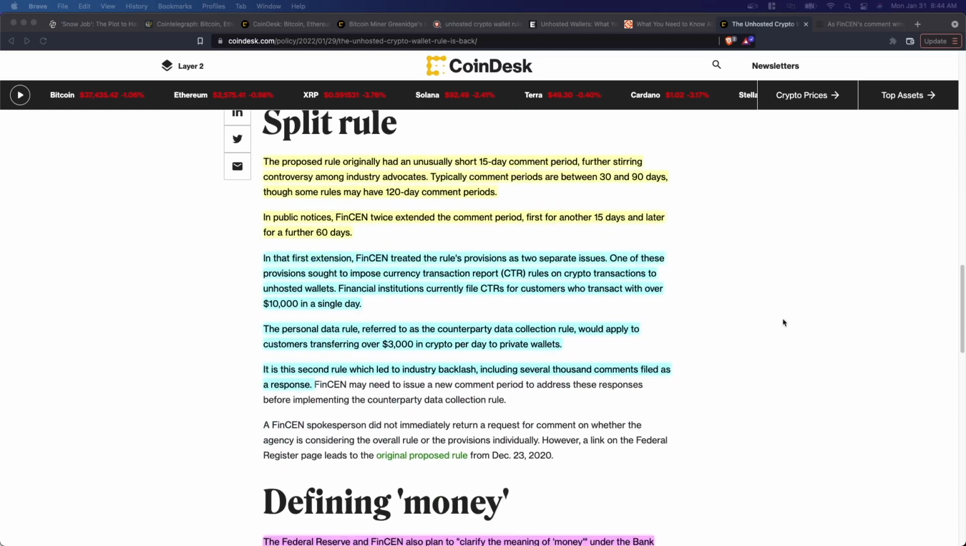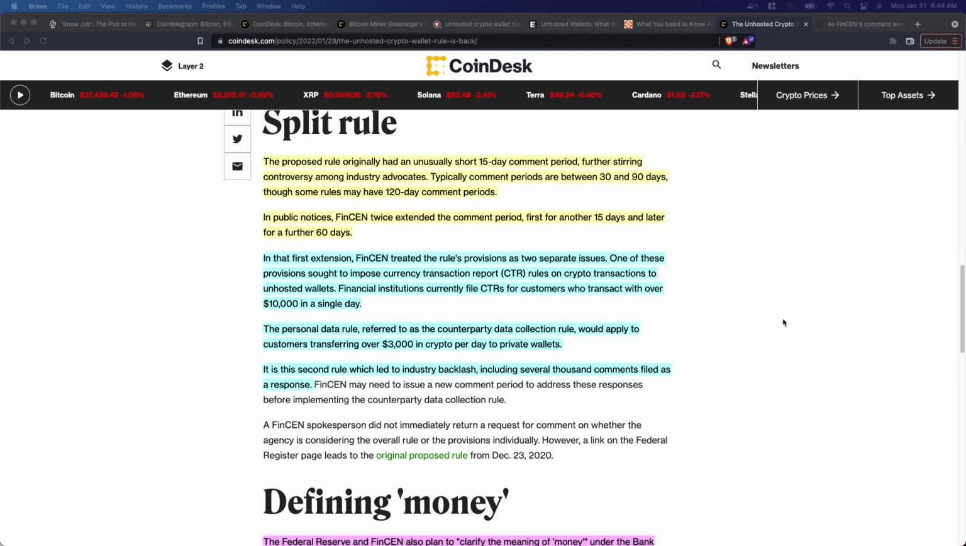Continuing on, they say the proposed rule originally had an unusually short 15-day comment period, harkening back to that earlier point about the comment periods. An unusually short 15-day comment period, further stirring controversy among industry advocates. Typically, the comment periods are between 30 and 90 days, though some rules may have a 120-day comment period.